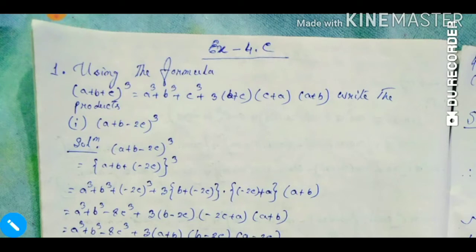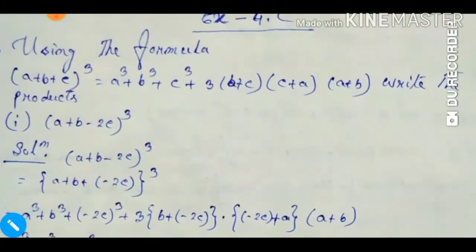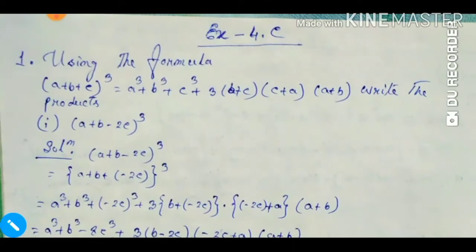So here the question is given: using formula. What is the formula given? (a plus b plus c) whole cube. This formula is a cube plus b cube plus c cube plus 3 into (b plus c) into (c plus a) into (a plus b). Using this formula, we need to find out the products of the given questions.